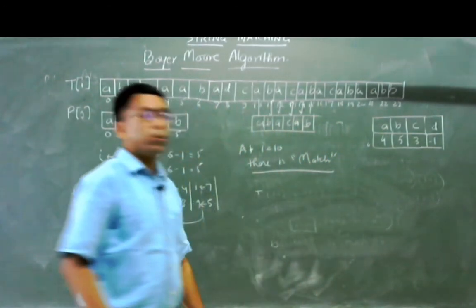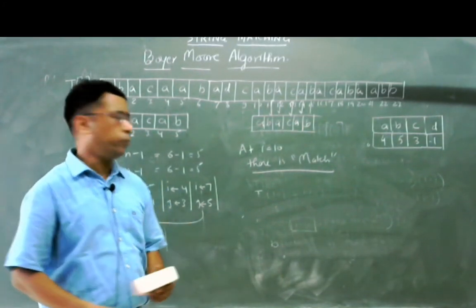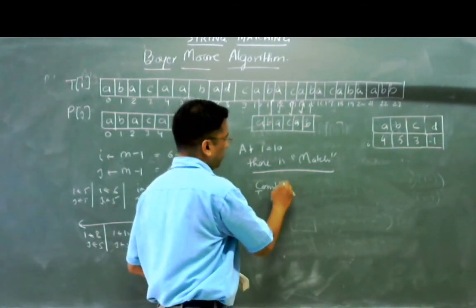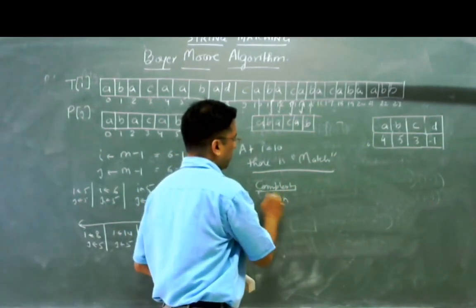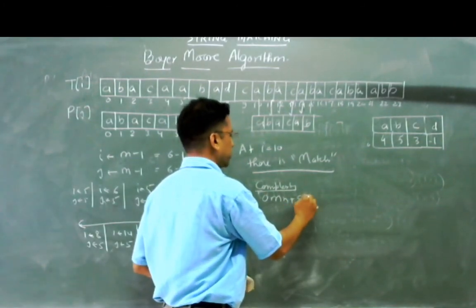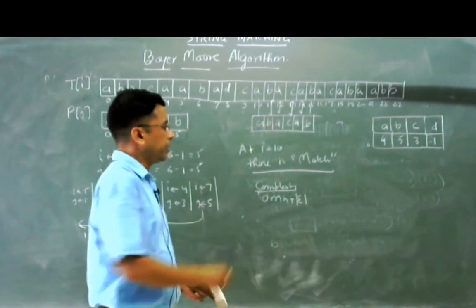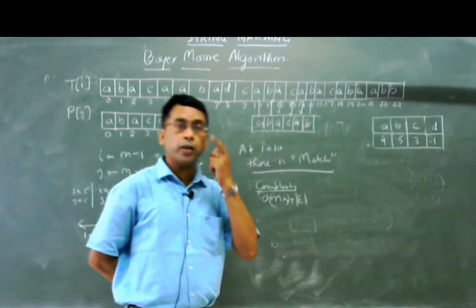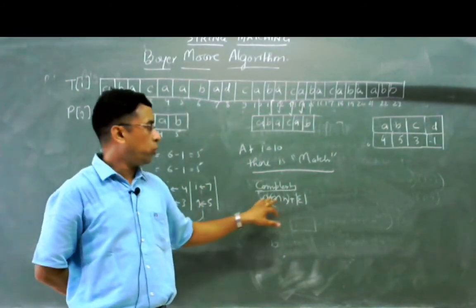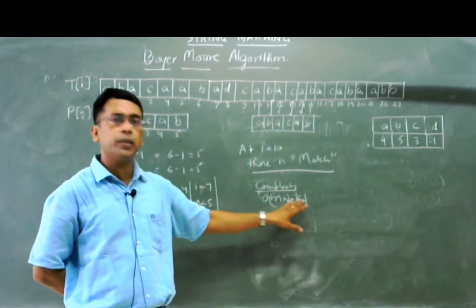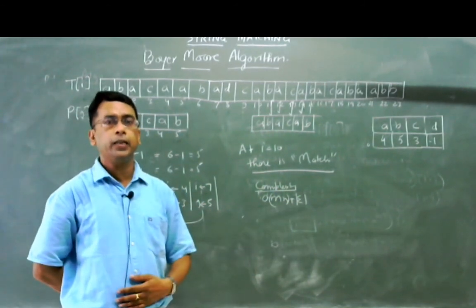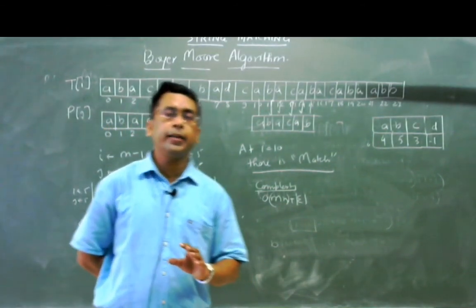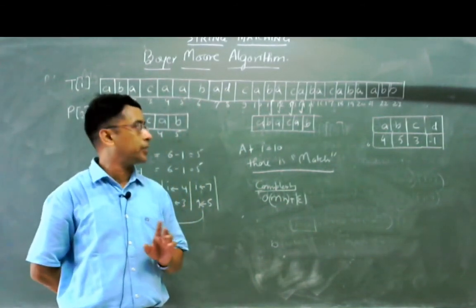Right? So the complexity of this algorithm would be equal to O of m cross n plus sigma of inputs, because there may be other symbols which are not in the pattern but they are in the text. So the complexity would be O(mn) plus depend upon the extra input that are inside the string. So that's about the Boyer-Moore algorithm. That's a very simple algorithm, and it is the most efficient among all the string matching algorithms.